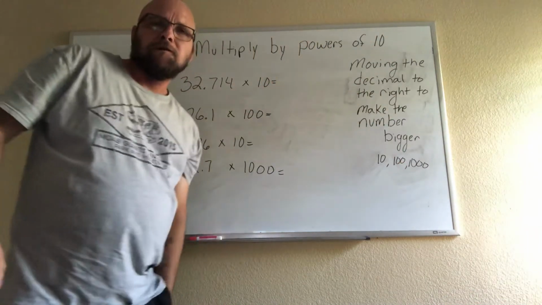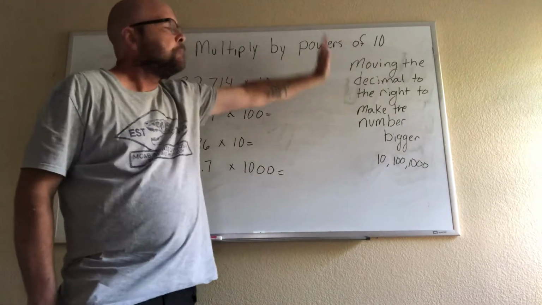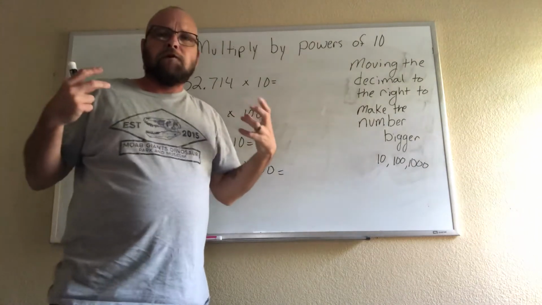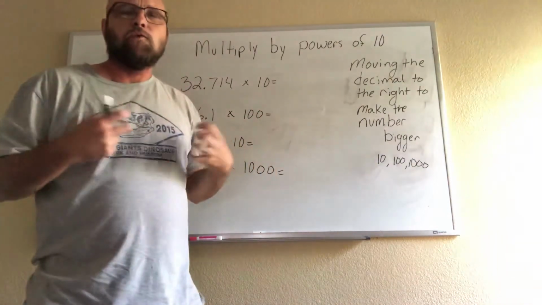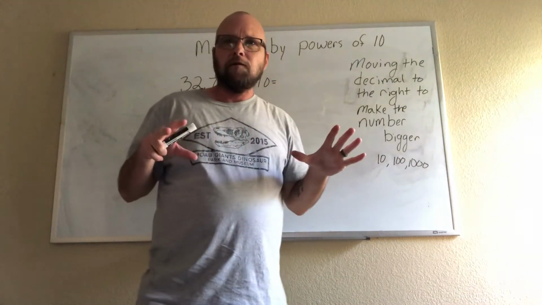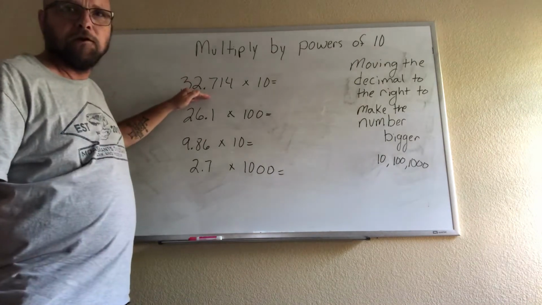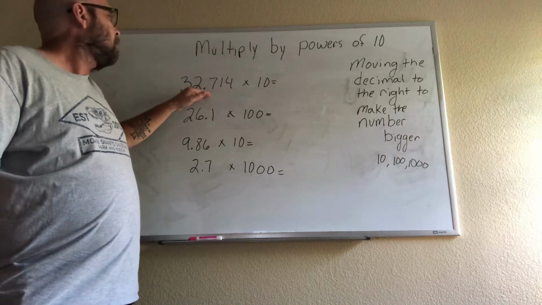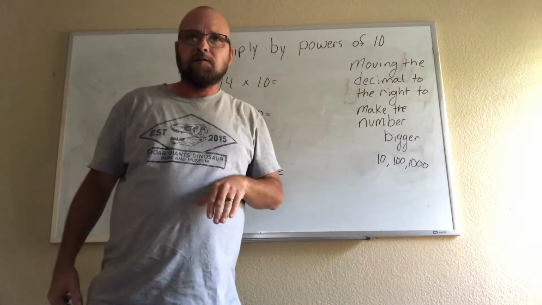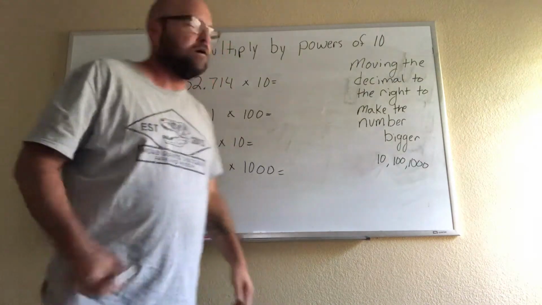All right, ladies and gentlemen, multiplying by powers of 10. Multiplying by powers of 10 is just you have to make the numbers bigger. When you multiply a number by something greater than 1, you're making the number bigger. So we have to make the number bigger here. And making a decimal number bigger when multiplying by powers of 10 is simply moving the decimal point to the right. You move it to the right the same number of zeros as there are.